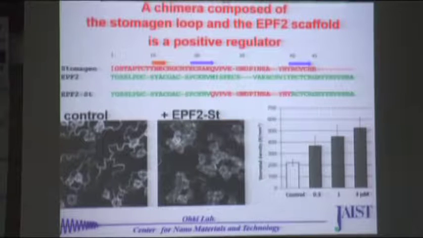So here is the amino sequence of the mutant. Red region is coming from stomagen loop, and green regions are coming from EPF2. This is the result of the photo. Here is control. Here is the higher stomatal density. This density is proportional to the concentration. So we get good results. It is enough to say the loop region is the functional site.